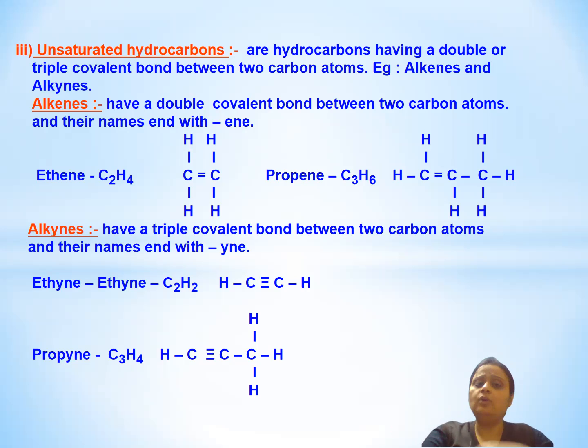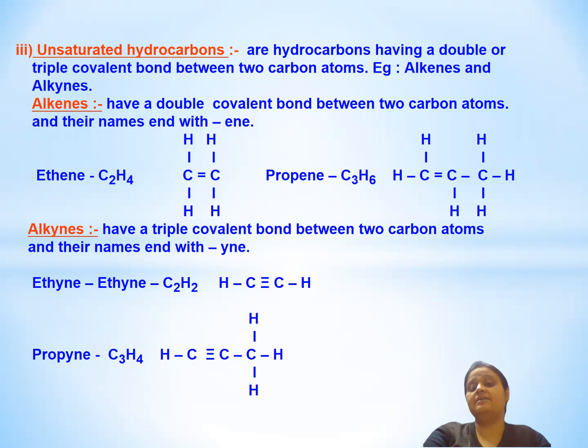Can you see how the tetravalency is satisfied here? Each carbon should have four bonds. To each carbon only one hydrogen is attached, and the two bonds are between carbon and carbon. So both carbons are satisfying the tetravalency.